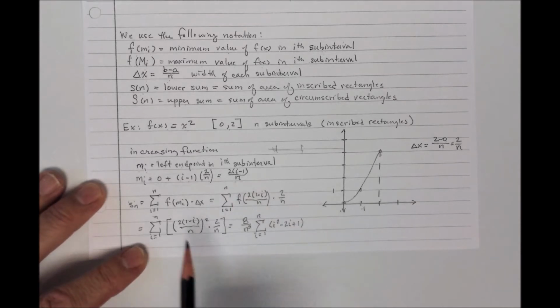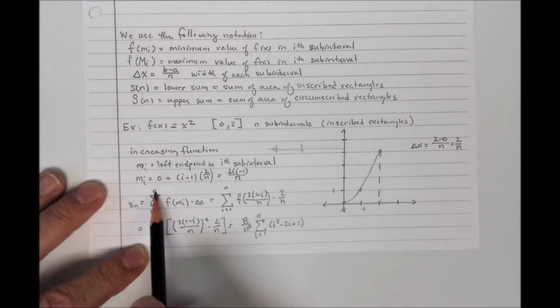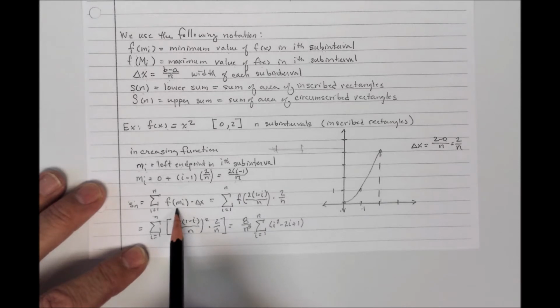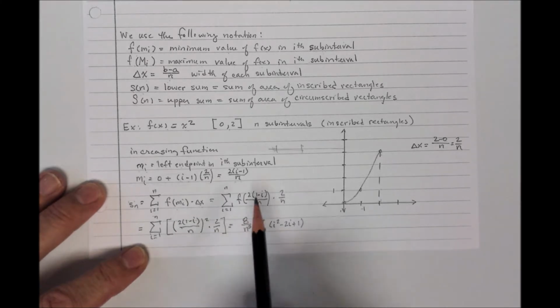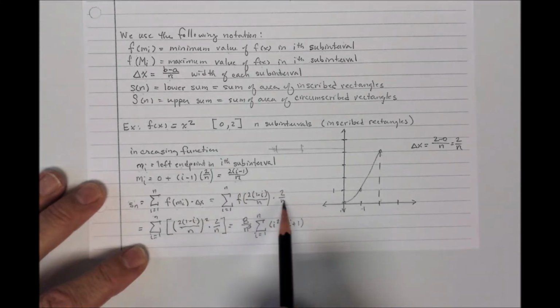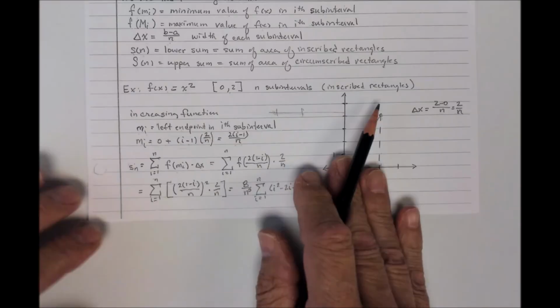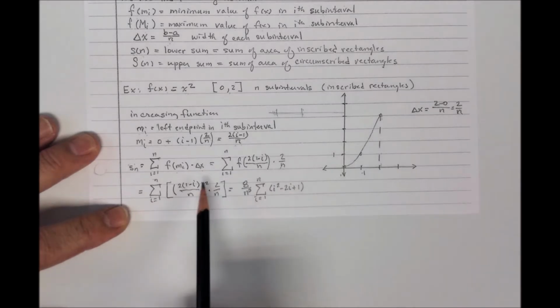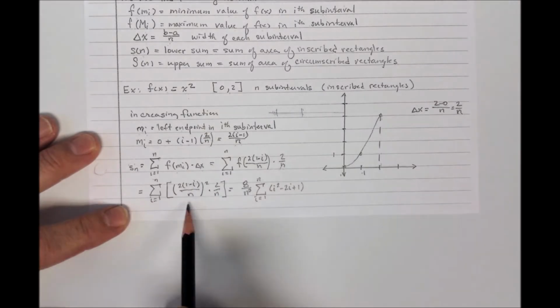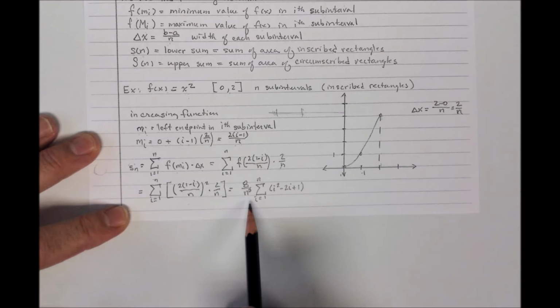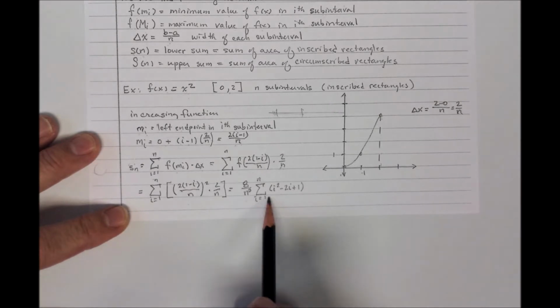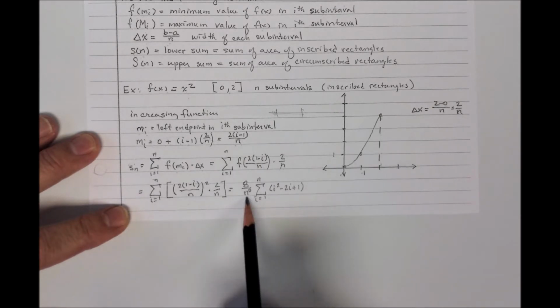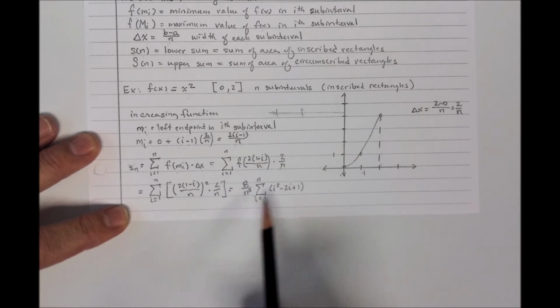So the sum, as i goes from 1 to n, of my minimum values times my delta x, that would be f of this expression in for m sub i, and then of course 2 over n in for delta x. And then I actually find f of this by taking all of this and substituting it into the rule, so I have to square it. And I do some calculations, and I get 8 over n to the third times the sum, because n to the third doesn't have the i index in there, and this would be my ith term.